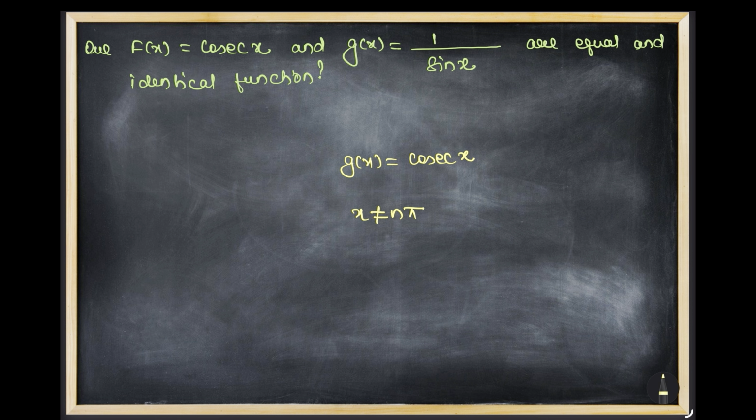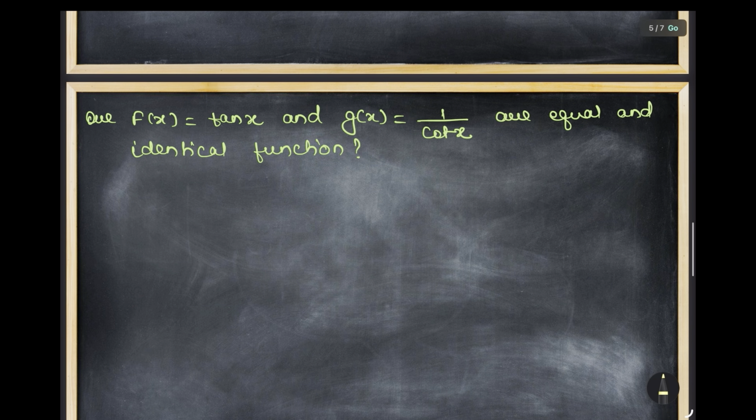Here also if you observe, cosec is not defined for 0, for pi, for 2 pi, for minus pi. So it is clear the domain is the same and they look alike. If the domain is the same and they look alike, their range will also be the same and their graph will also be the same. Hence, these two functions are equal and identical. I hope this thing is clear. Let's take one more example.